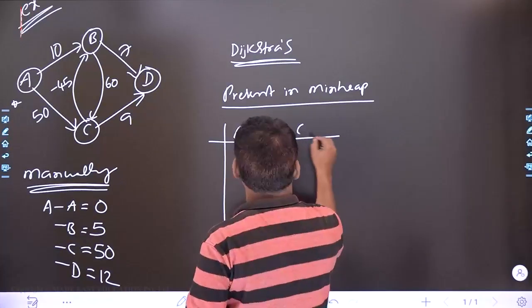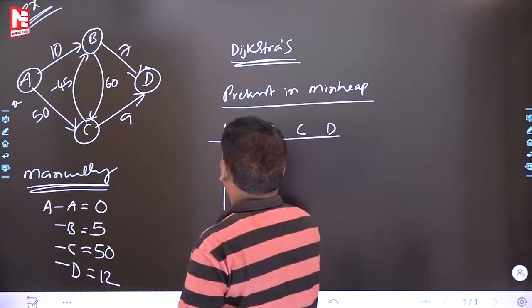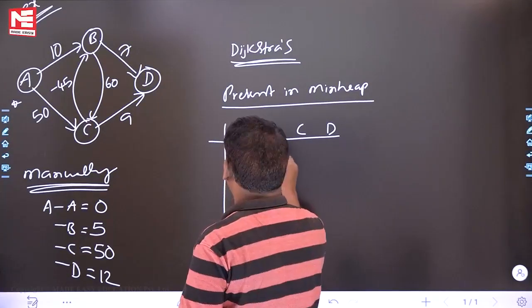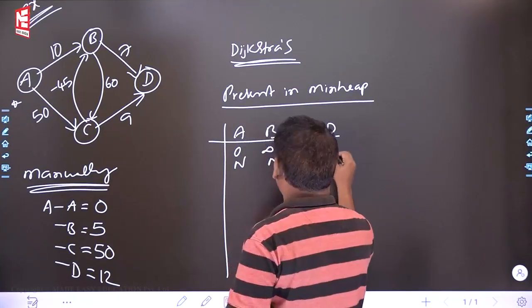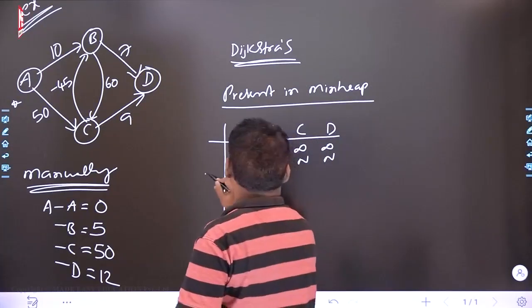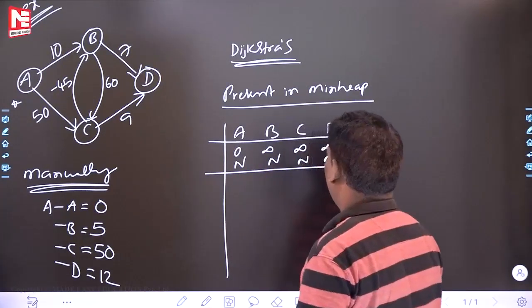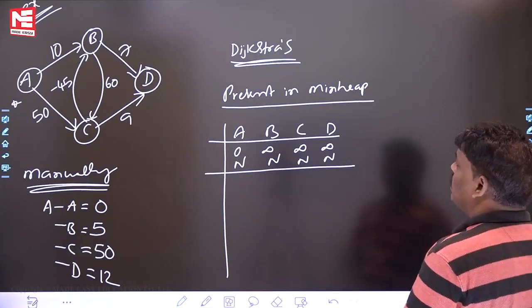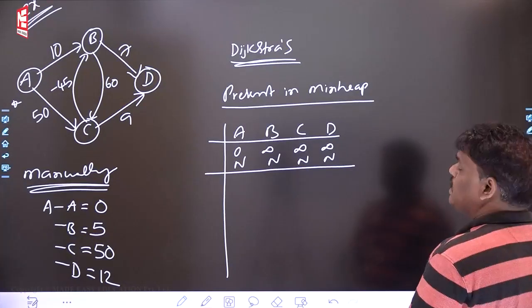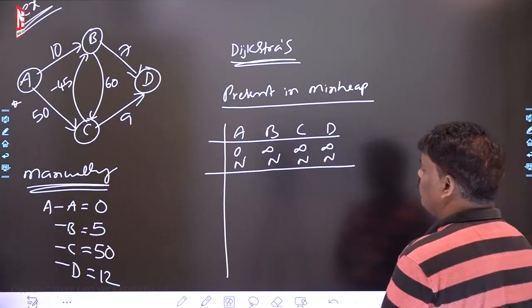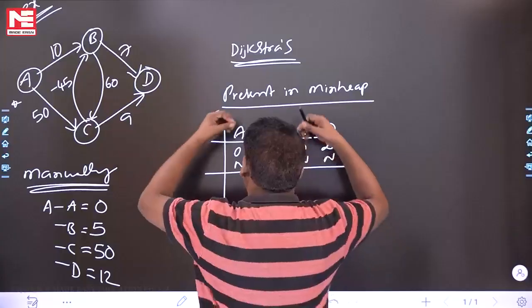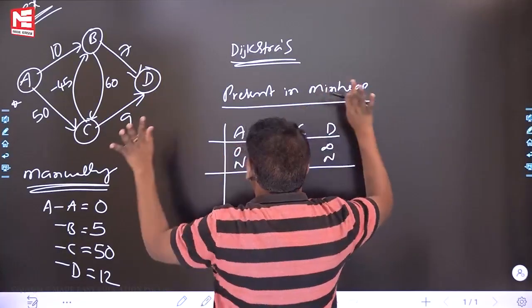A, B, C, D. Next one. Because A is the source: 0, null; infinite, null; infinite, null; infinite, null. These are the vertices in the min heap, A, B, C, D. A is the source, 0, null, nothing special. Positive or negative doesn't matter. Dijkstra's algorithm you already know, just apply Dijkstra's algorithm blindly.